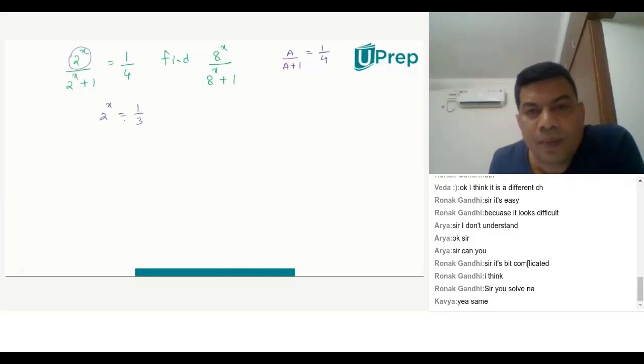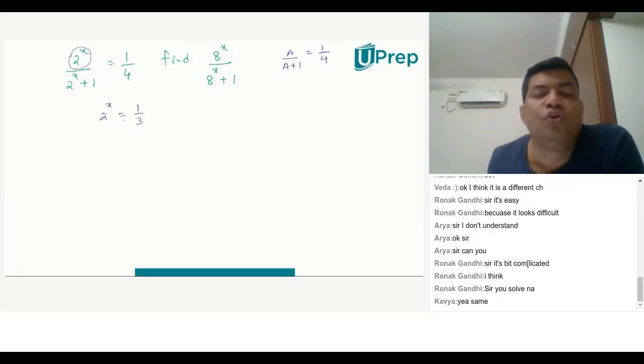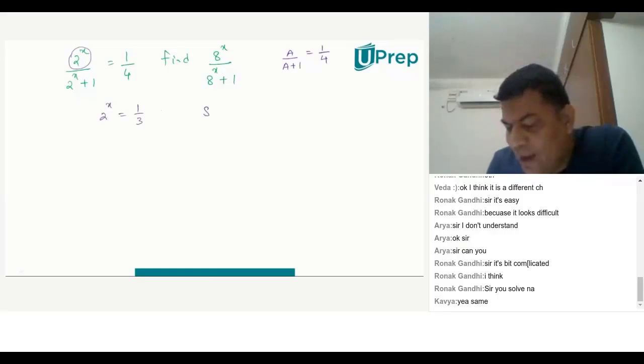Sir, next step which I did is that now we have 8 power x by 1 plus 8 power x. If we know 2 power x, how do I get 8 power x? Very good. Tell me, how do we get 8 power x? 8 power x would be 2 cube whole to the power of x, or basically 8 is nothing but 2 cube, which is 2 cube whole power x, which can be 2 power 3x.